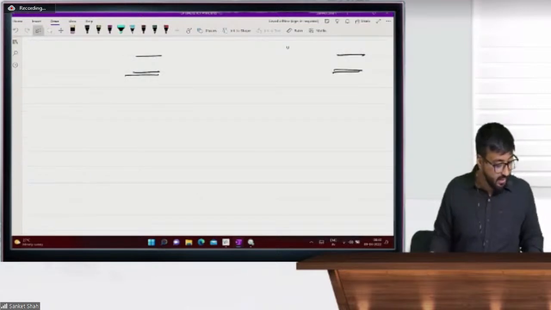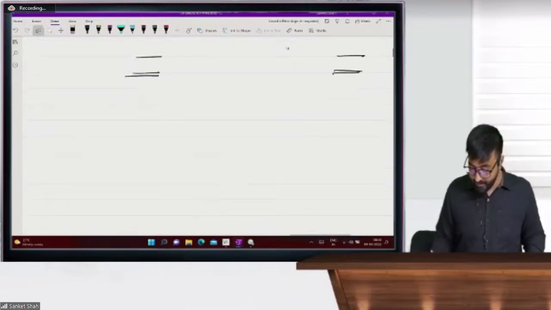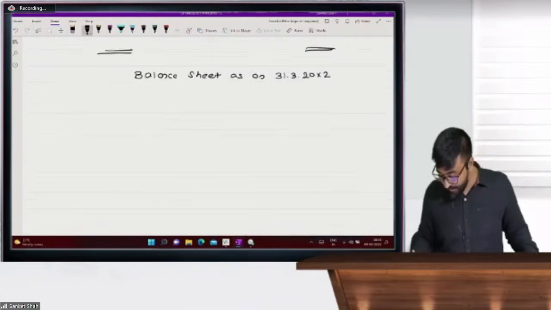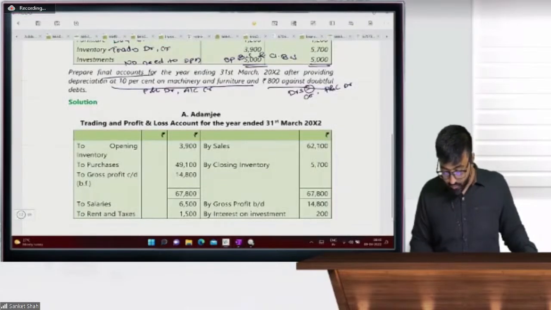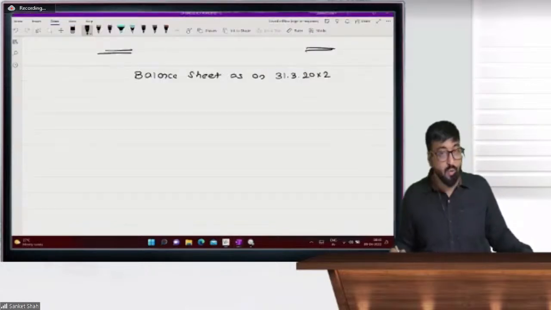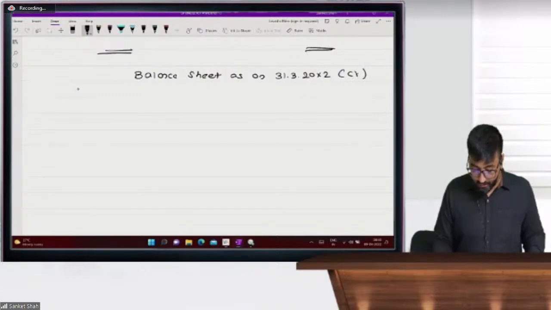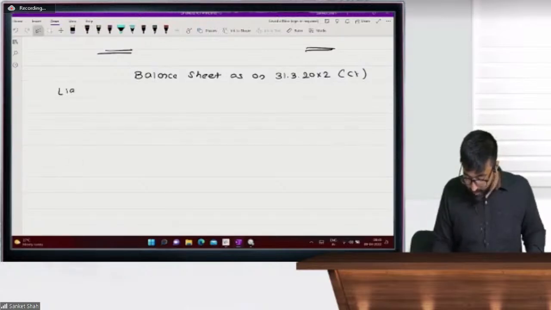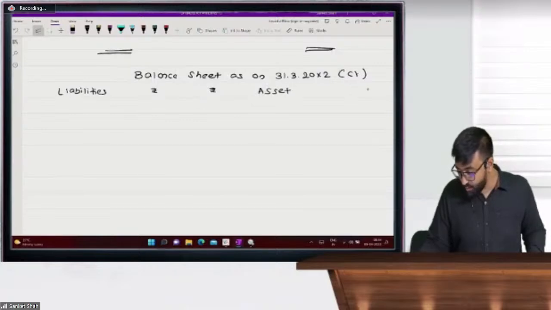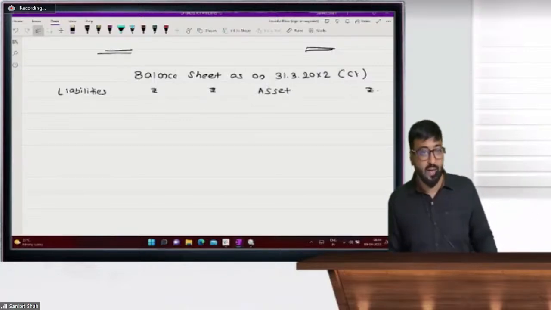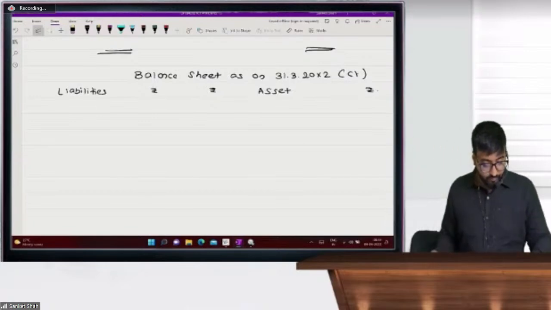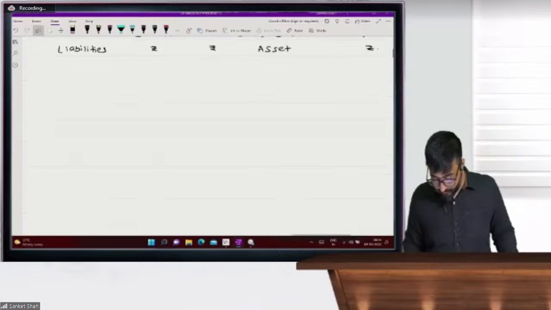So 8 lines, 6 to 7 lines, and 10 lines. Balance sheet, exam, final accounts. Working note, the opening balance sheet, will be your working note. This is the closing balance sheet. In brackets, write CL, closing. Liability rupees, assets rupees, because we are going to open that machinery account. 10 lines.